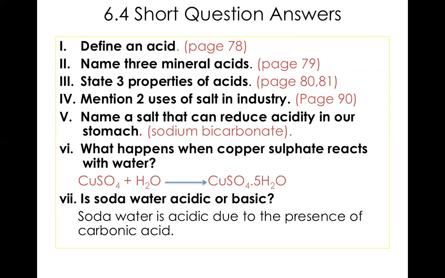Now, when you have to write three mineral acids, they are lying on page number 79. A big table has been given. Just pick out three mineral acids and write them. Write the statement, following are the three mineral acids, and write their names. Then you have to write about three properties of acids.